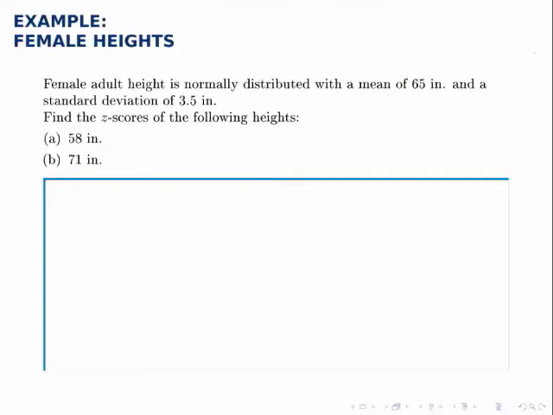Here we're told that female adult height in some population is normally distributed with a mean of 65 inches and a standard deviation of 3.5 inches. And we're asked to find the z-scores of 2 heights. Remember that a z-score is the data value minus the mean divided by the standard deviation.